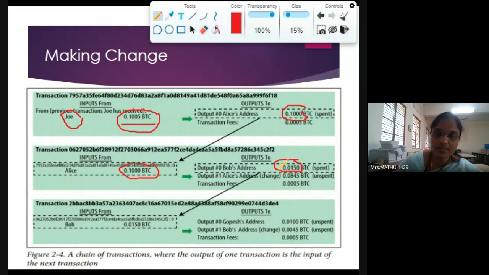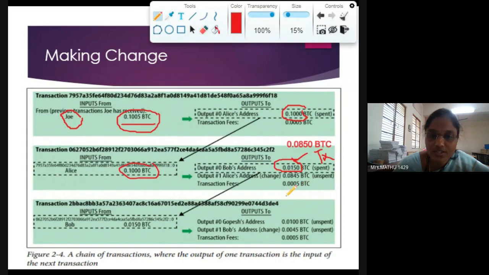Okay, so after spending 0.015 bitcoins, she will be having the remaining amount, which should be 0.085. This many bitcoins she would need to have as change. But as we know, when this transaction of 0.015 has happened, a transaction fee has to be paid.